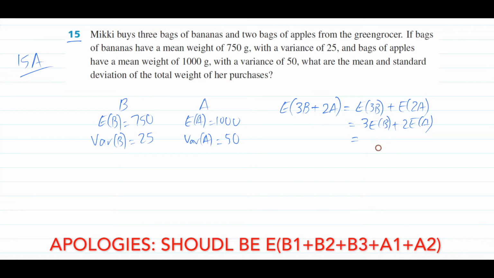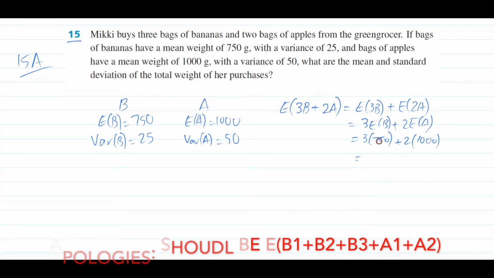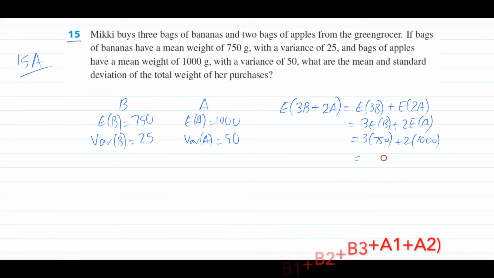So in this case, 750 comes over here. That's 3 times 750 for bananas, and then that's 2 times 1000 for apples. So this is very simple. Nothing different from what the textbook explained to you. Your answer for this should be 4,250 grams. So in total, Mikki's purchases mean weight is 4,250 grams.